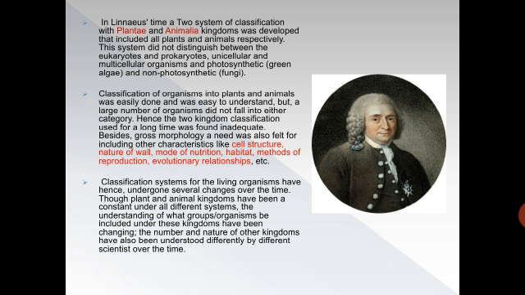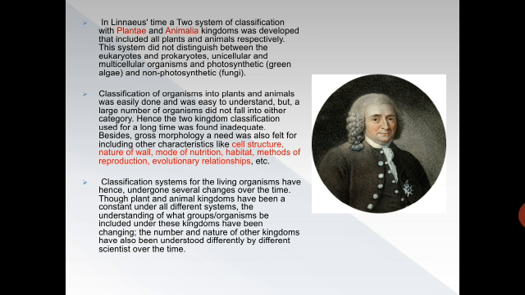In Linnaeus' time, a two kingdom system of classification with Plantae and Animalia kingdoms was developed that included all plants and animals respectively. So the two kingdom classification came into existence, which was developed at the time of Linnaeus. All organisms were divided into two kingdoms of Animalia and Plantae. Kingdom Plantae included organisms with cell wall, many of which were autotrophs. Kingdom Animalia contained organisms without a cell wall, many of which had holozoic nutrition. There were certain shortcomings of this two kingdom classification. This system did not distinguish between the eukaryotes and prokaryotes, unicellular and multicellular organisms, and photosynthetic and non-photosynthetic.